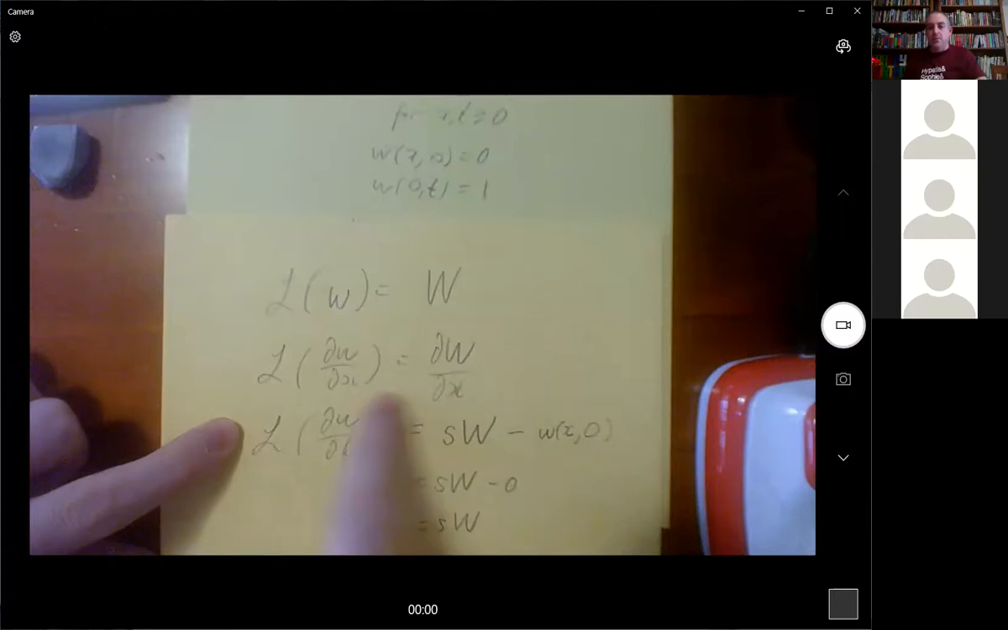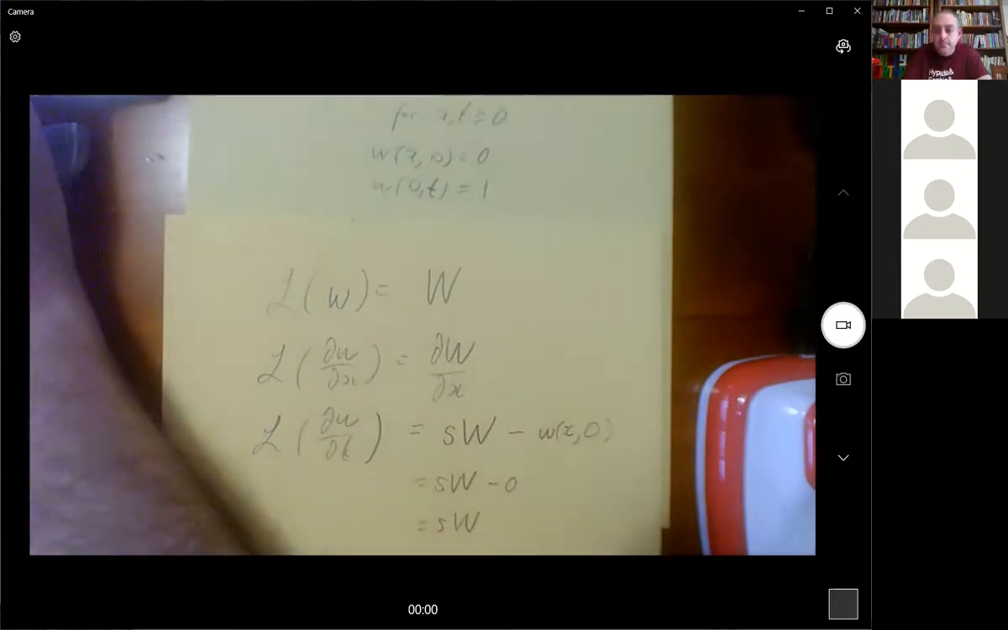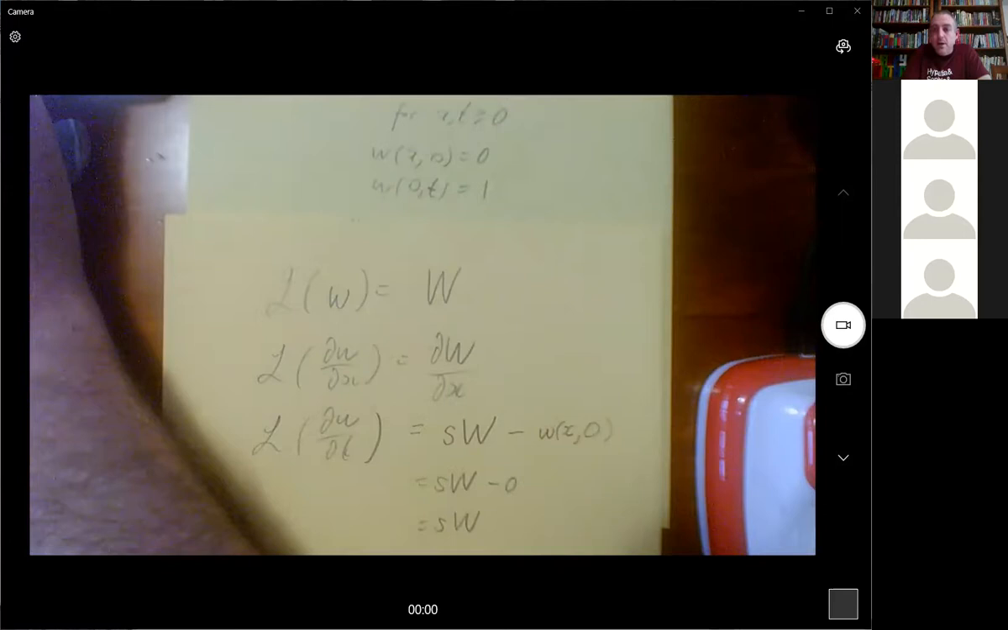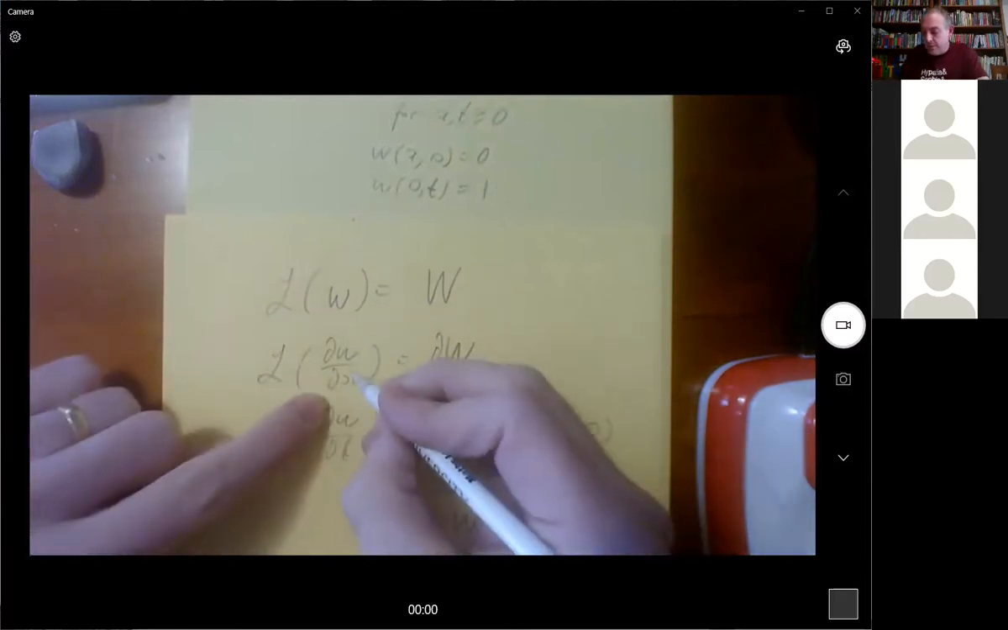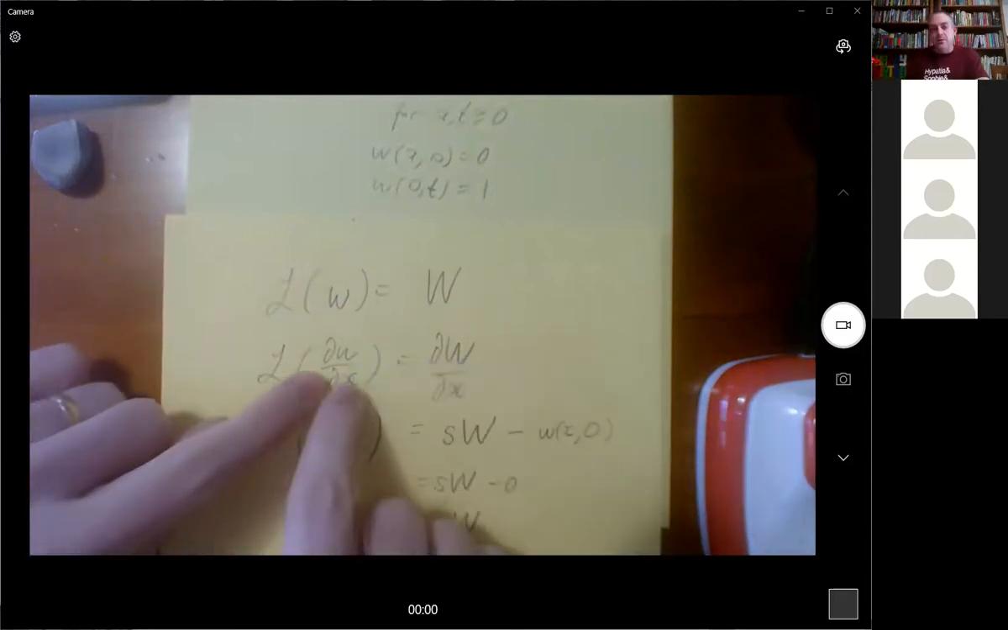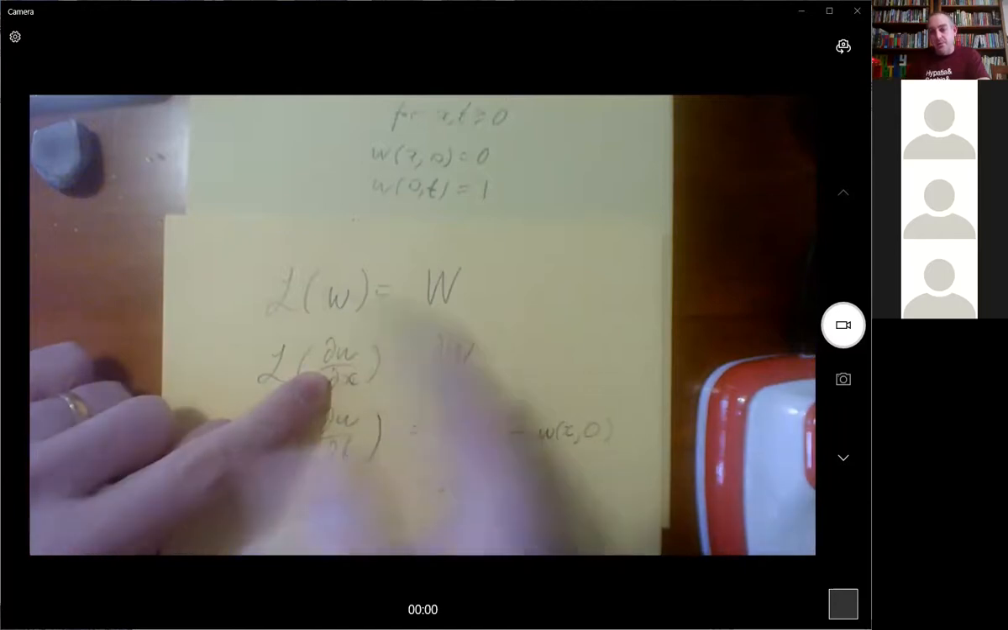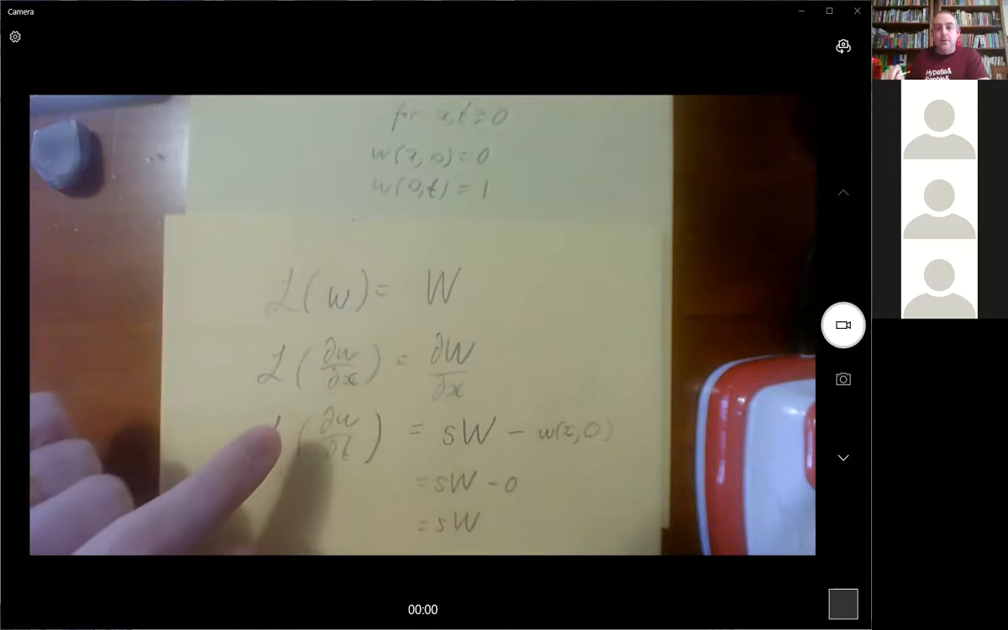How are people feeling about what just happened? So why don't I do that for the dw on dx is a very important question. It's because the x isn't the variable that the Laplace transform is acting upon. Yep.